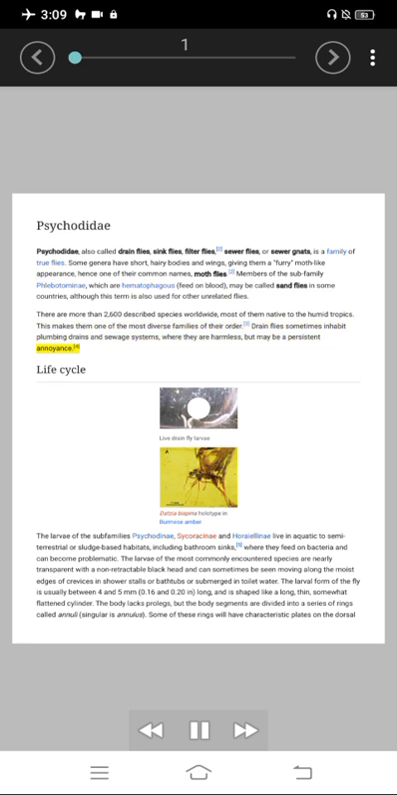Life cycle. Live drain fly larva. Datzia bispina holotype in Burmese amber. The larvae of the subfamilies Psychodinae, Psychodinae and Horaiellinae live in aquatic to semi-terrestrial or sludge-based habitats, including bathroom sinks, where they feed on bacteria and can become problematic. The larvae of the most commonly encountered species are nearly transparent with a non-retractable black head.